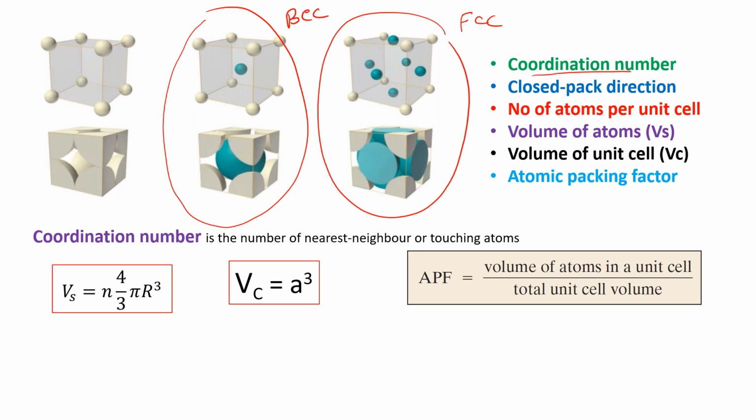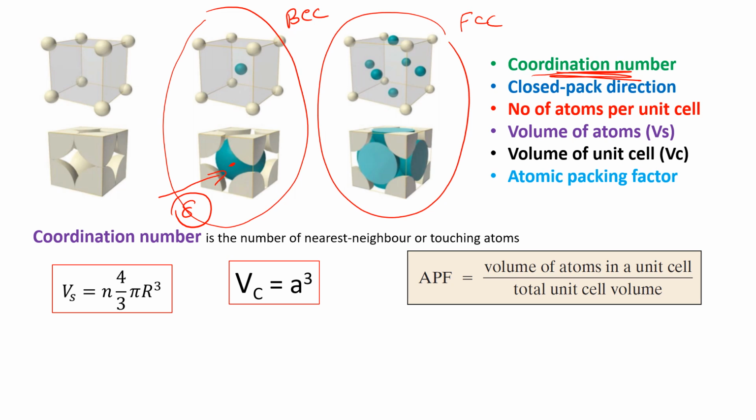We need to know the coordination number. What do we mean by the coordination number? Is it the number of diagonals or atoms touching? When you consider a centered atom, how many atoms are touching that? For example, here if you look at this centered atom, 8 atoms are touching this. So the coordination number for BCC is 8. Do you remember that? We did it in the lecture. 8 atoms are touching. Isn't there only 2 atoms in the whole cube?